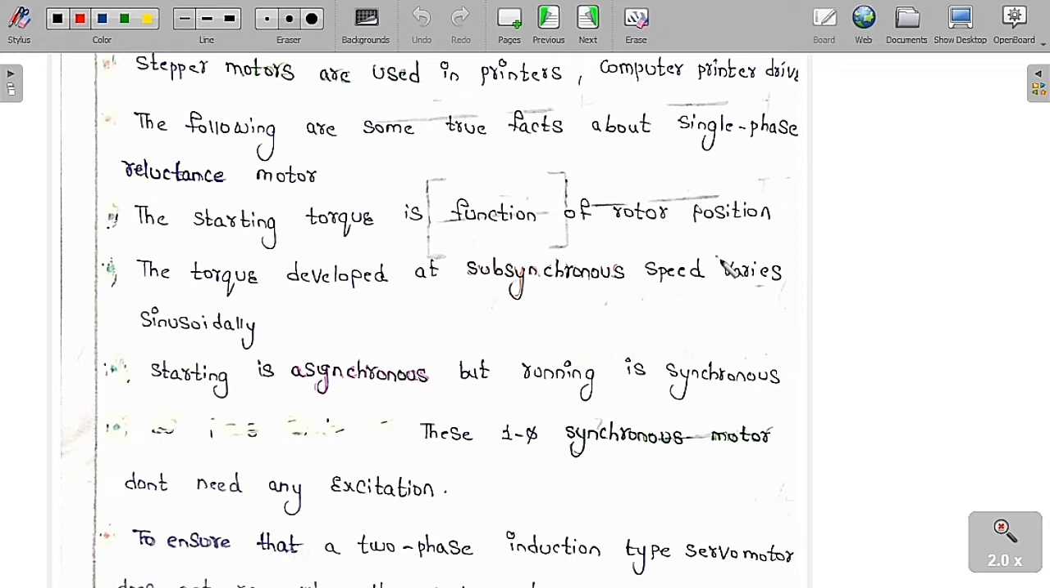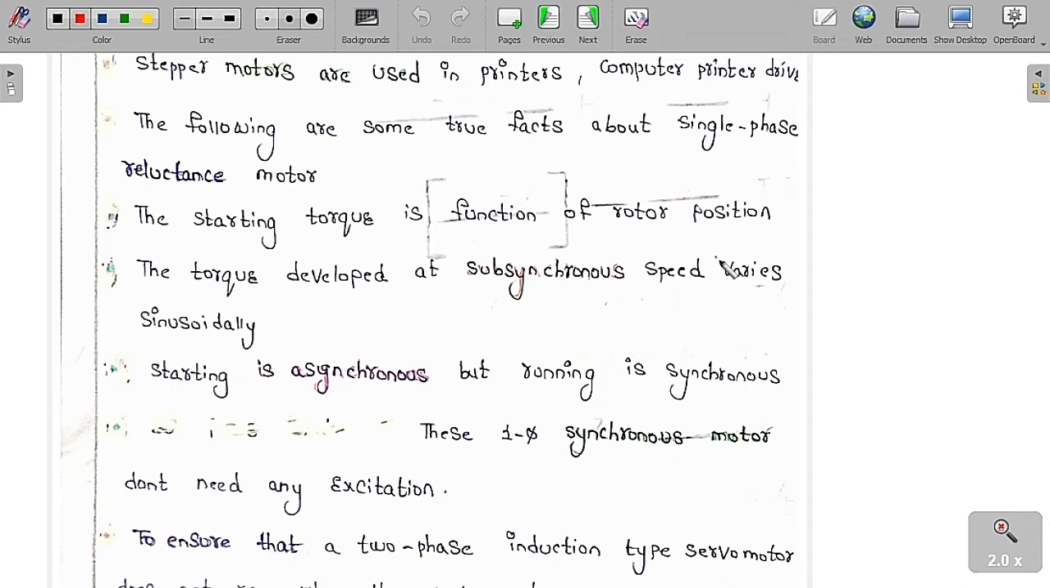I already told you, the expression for the reluctance torque of this reluctance motor is torque equal to 60 by 2 pi Ns into V square by 2 into (1 by Xq minus 1 by Xd) into sin 2 delta. So delta is nothing but the rotor position, so the starting torque is a function of rotor position. The torque developed at subsynchronous speed varies sinusoidally, because it is a function of sin 2 delta. Starting is asynchronous but running is synchronous. So starting is always asynchronous but running is always synchronous.